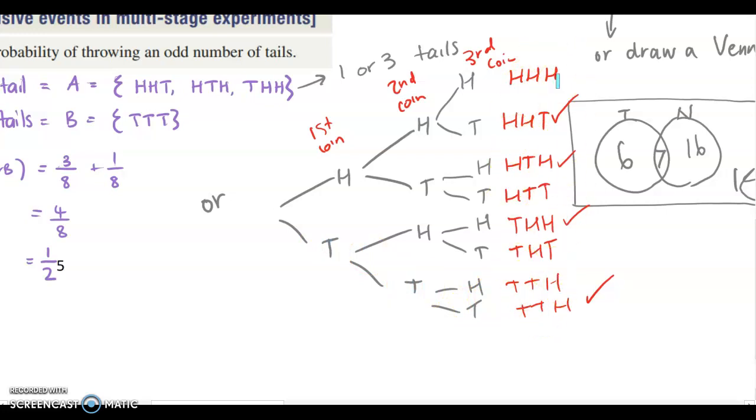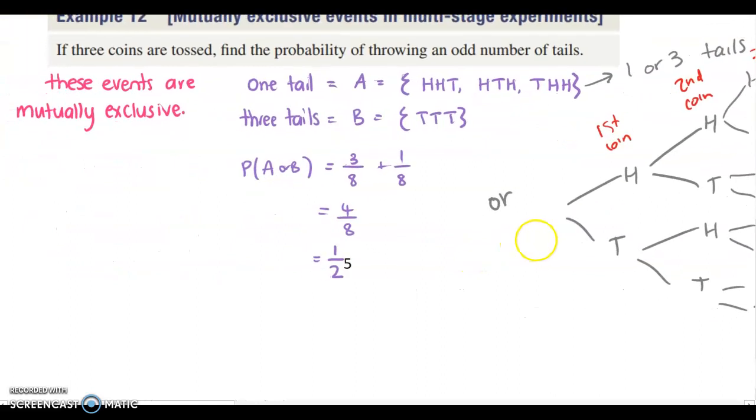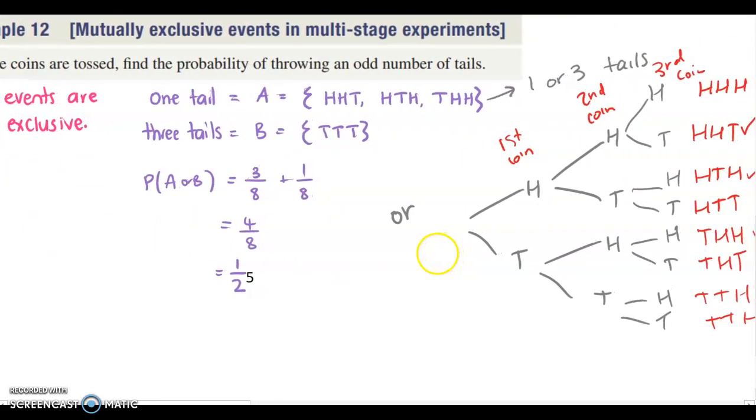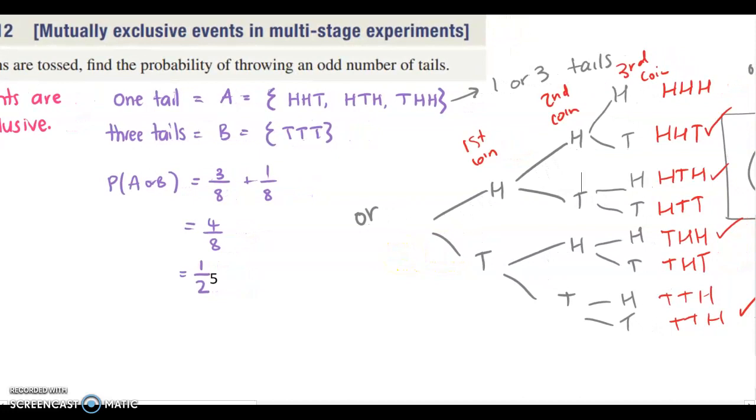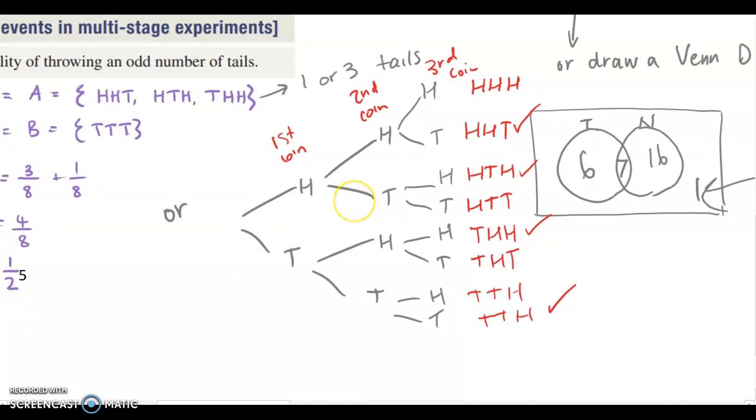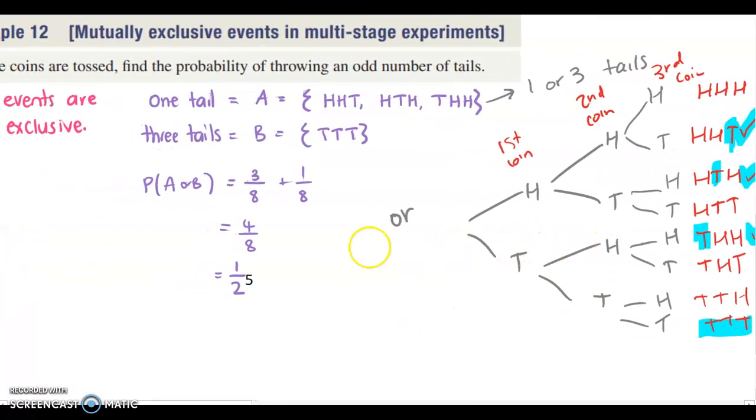So to work out this question, I want to read that again. It says, if 3 coins are tossed, find the probability of throwing an odd number of tails. So that's 1 tail or 3 tails. So in this case, what we've got is 1 tail here. So I've ticked that one. Another tail here. So we've got this one here. We've got this one here. There's another tail there. And lucky last, we have 3 tails down the bottom. So that's our third one. So that's the options that we've got for throwing an odd number of tails.